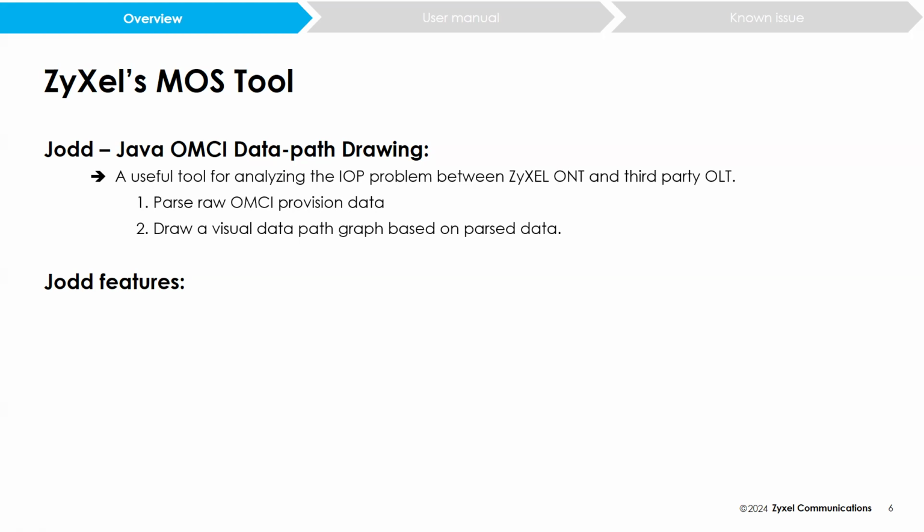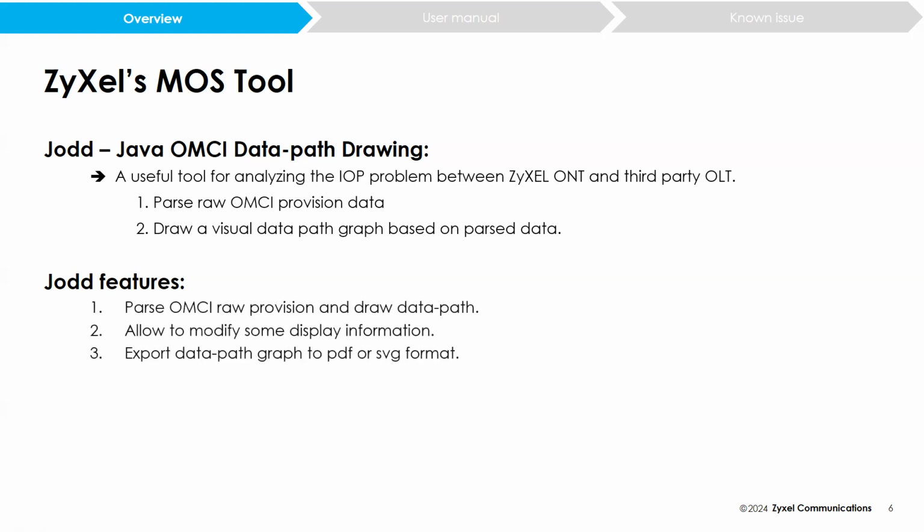The JODD tool also has a three-feature list here. Aside from processing the data and drawing the data path, which we already know, the tool can also help us modify some display information, such as the VLAN setting we set on this ONT. We can also use the tool to export the data path graph to a PDF file or an SVG format. Those files are needed when our team wants to analyze the issue.